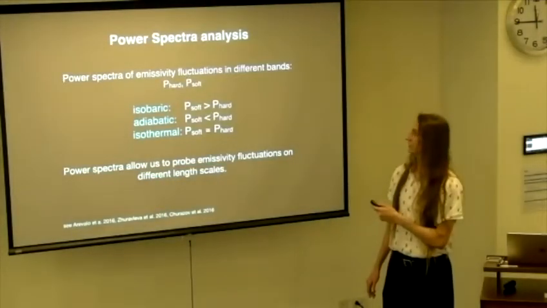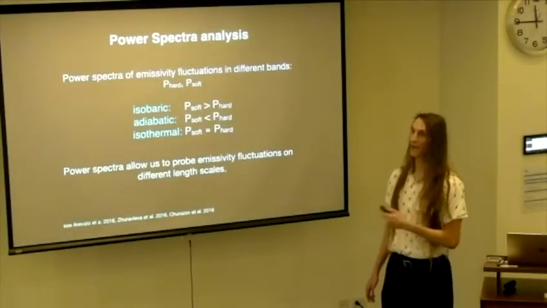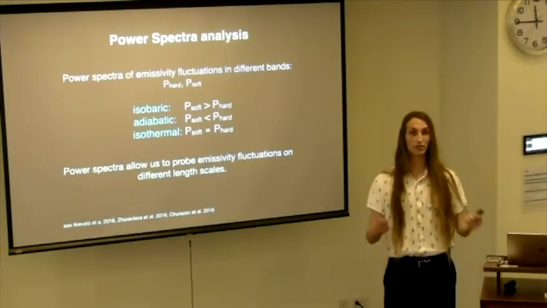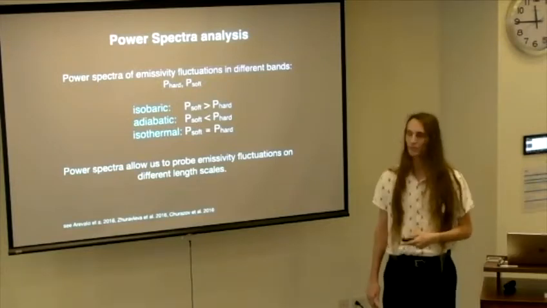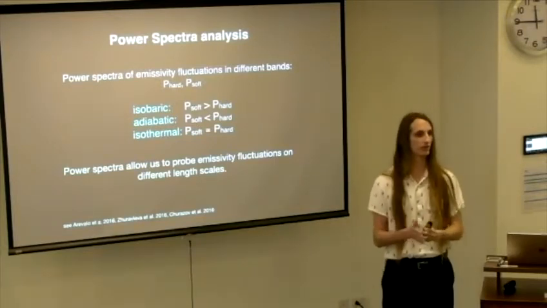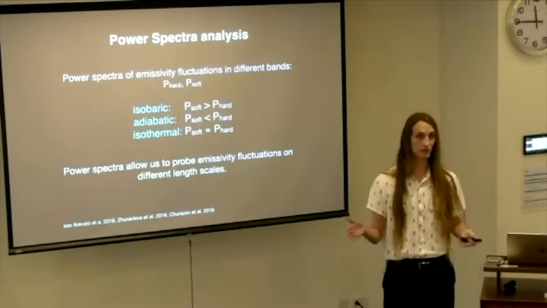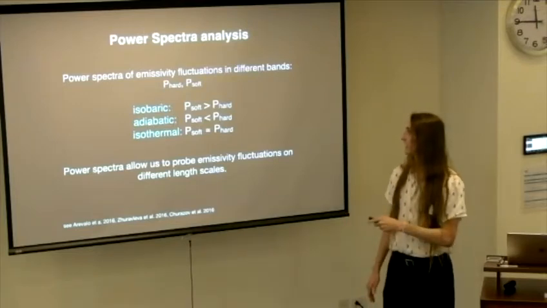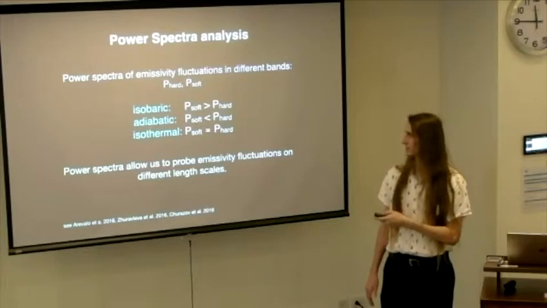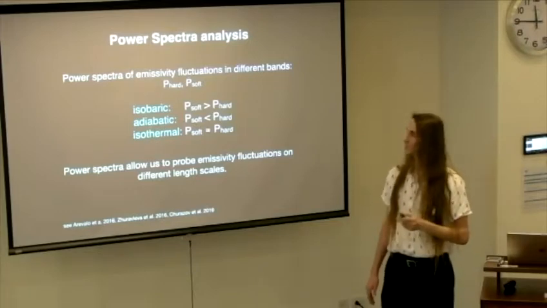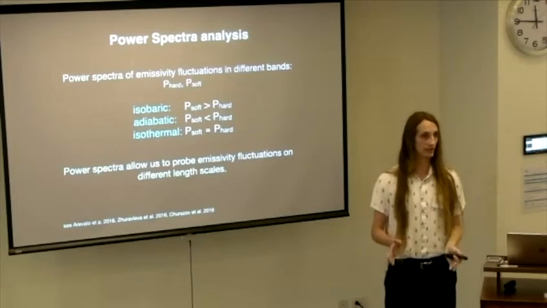Now, you can do a little bit more than that too. You can look at the power spectra of these fluctuations in both of the different energy bands. And then what that allows you to do is probe the nature of perturbations on a wide range of different length scales. So you get more information there. And again, we have the same type of relation. Once you take the power spectra, if you have more power in the soft band than the hard band, you'll get isobaric perturbations. And here's how you determine the rest of them. Okay, so that's the setup. That's how we want to do our analysis.